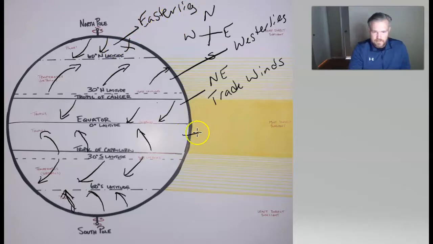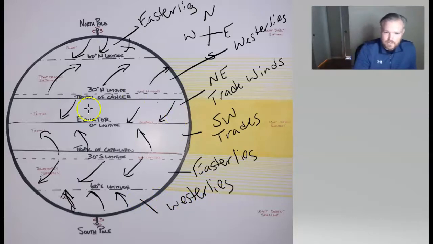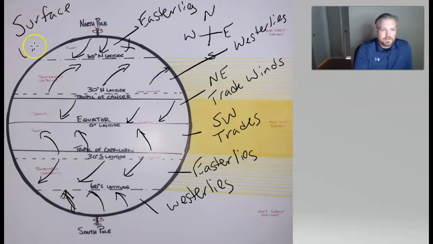Same thing happens here in the southern hemisphere: southwest trades, and then this would be easterlies, and then these guys would be westerlies. So those are the winds, or wind patterns, on the Earth's surface. These are all surface level winds.